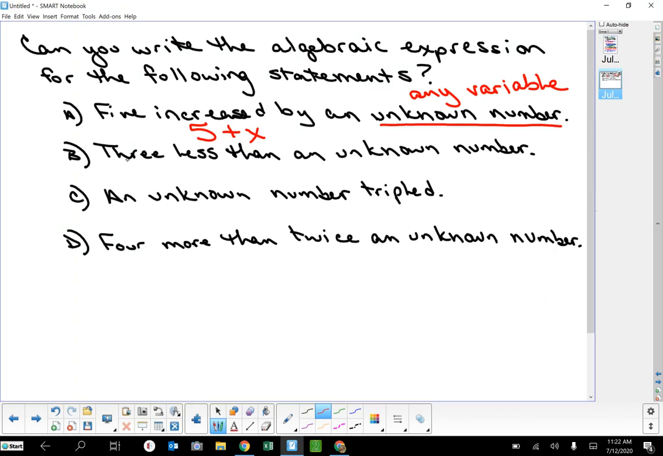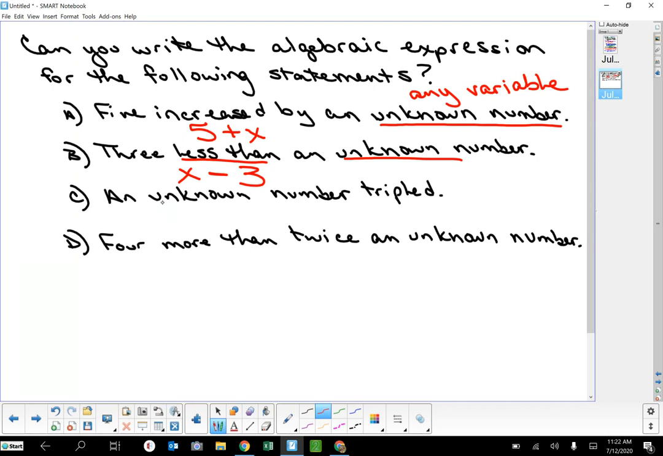Okay. 3 less than. Well, there's that switch word. So I'm going to have a less than. The 3 is going to go over here, and an unknown number is going to be X. So that would be X minus 3, not 3 minus X. So that's important. They're very different from each other. Addition, it doesn't matter what order they're in. Subtraction, it does.